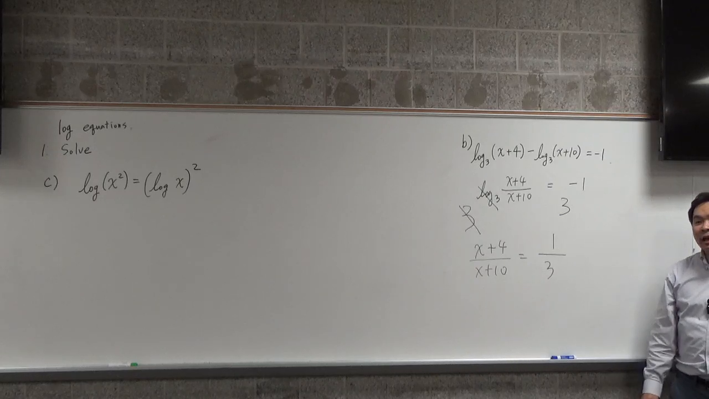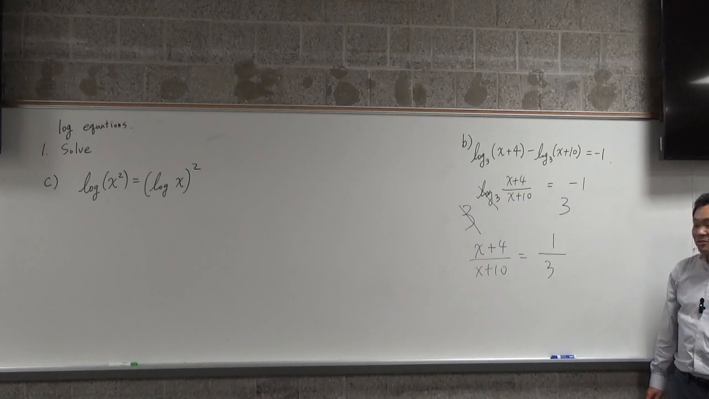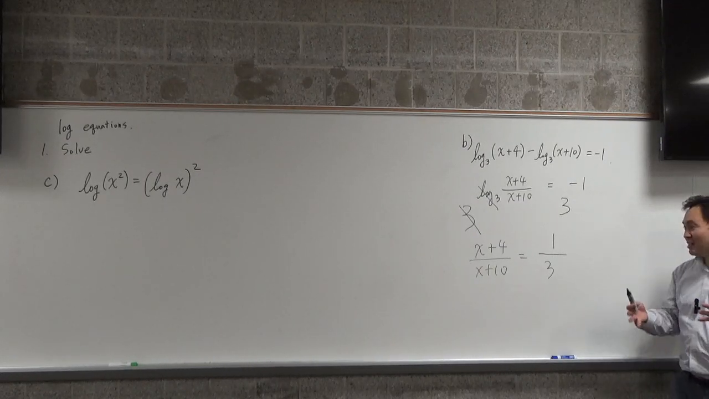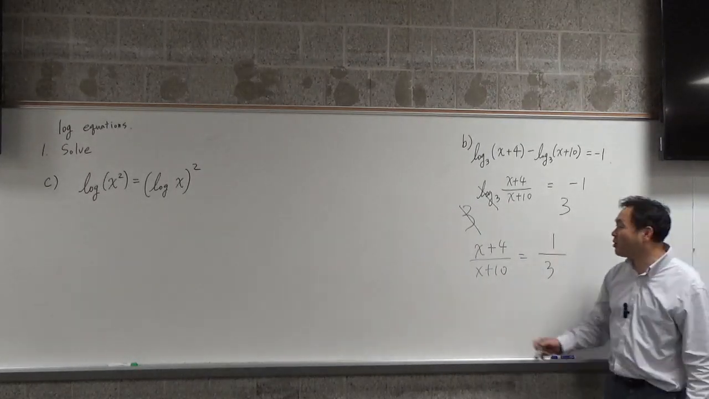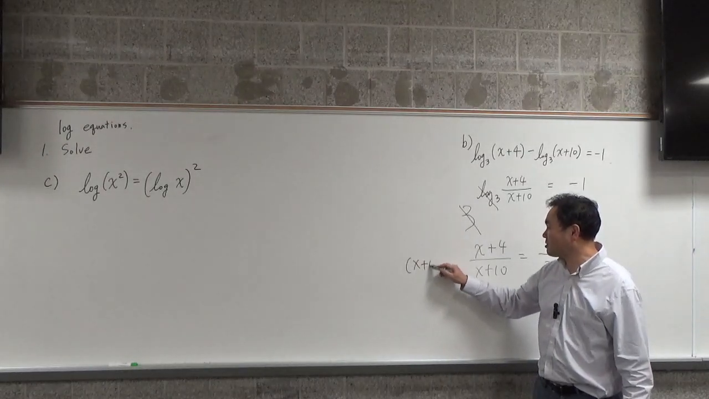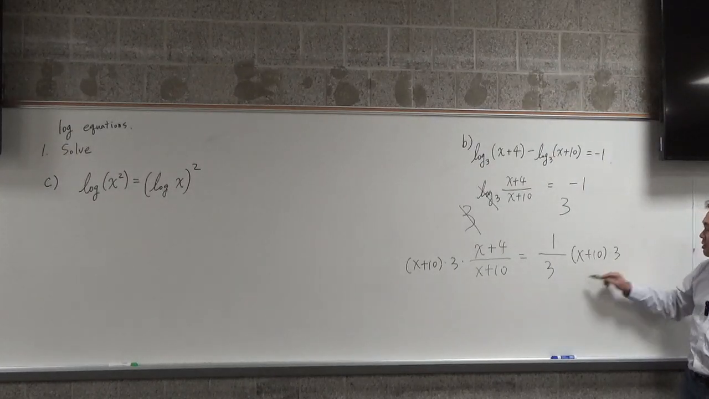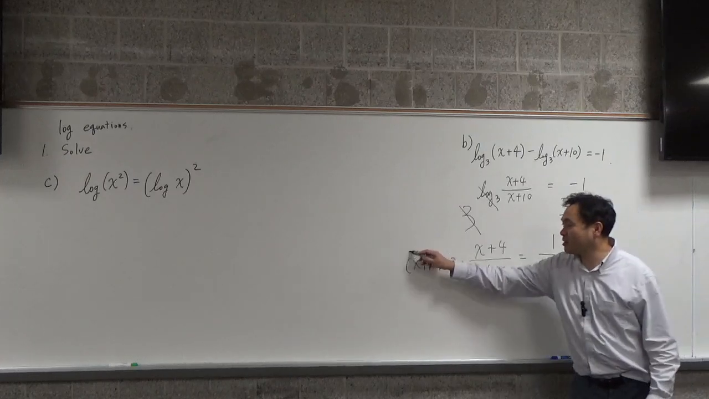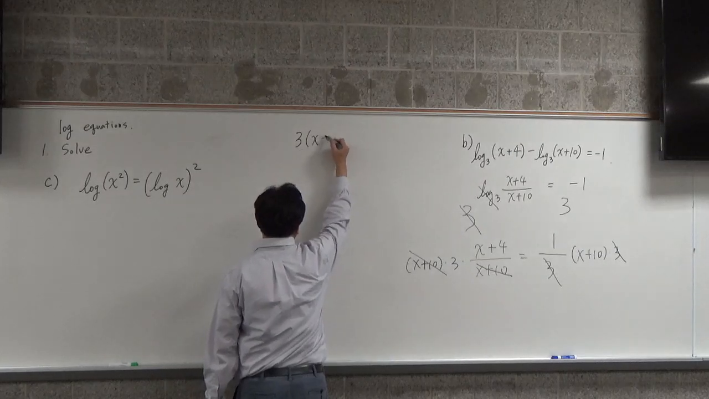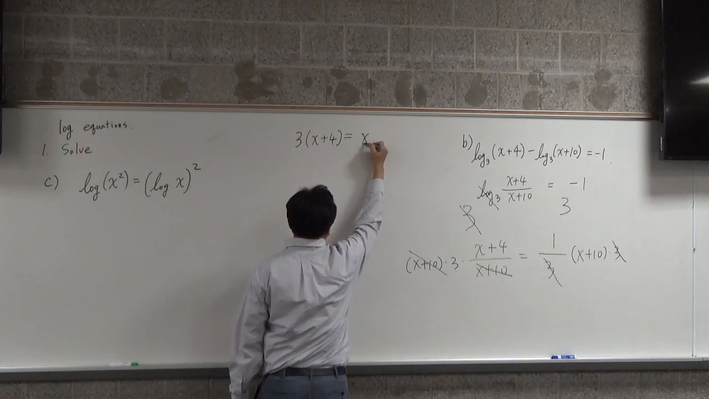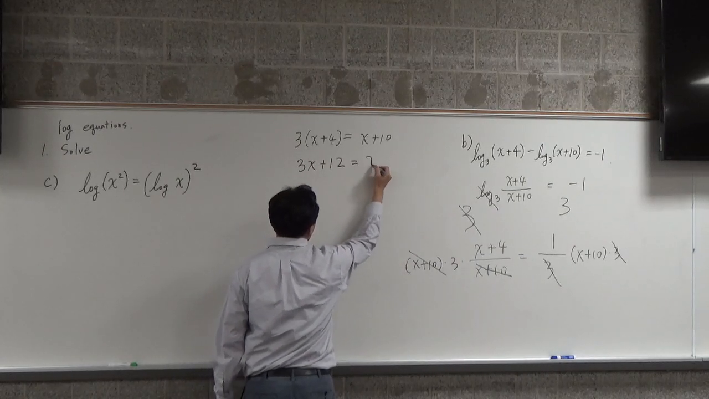Now you have an equation with fractions. How do you handle equations with fractions? Kill the denominator. Yes, you want to kill the x plus 10. You kill the 3. How? You multiply both sides by x plus 10 and also by 3. So that 3 and 3 will cancel away, and x plus 10 and x plus 10 will cancel away. If you do that, you get 3 times x plus 4 equals x plus 10. And then that's 3x plus 12 equals x plus 10.